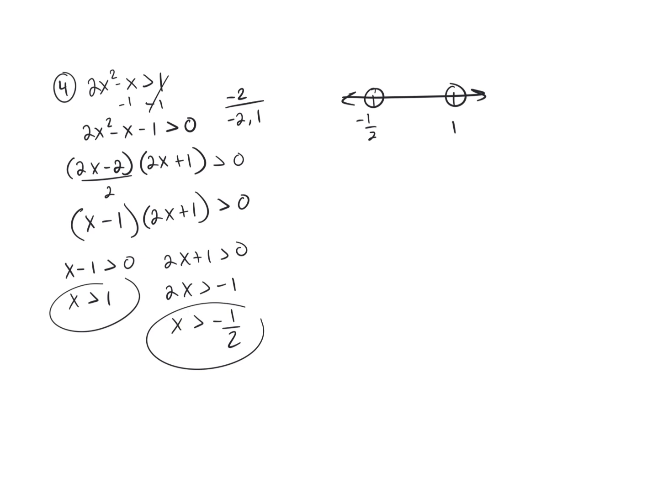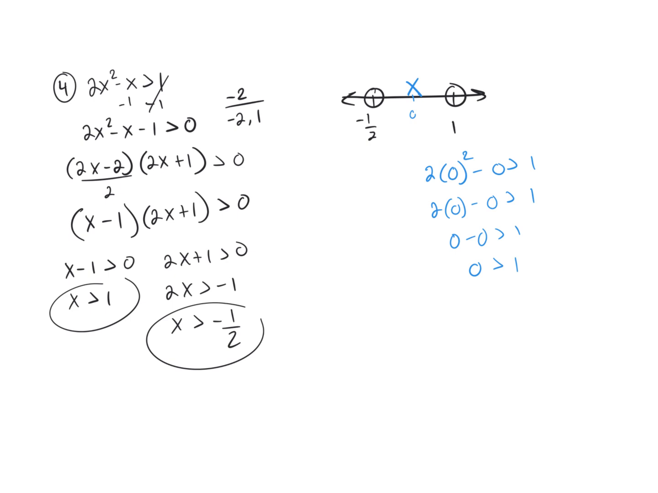Now let's find out which area it is. I'm going to start with the middle. Here we have a value of 0. Perfect value to start off with. So it's going to be 2 times 0 squared minus 0 is greater than 1. So 0 minus 0 is greater than 1. So 0 is greater than 1. This is not true. Now, usually you can stop there because it will make sense.